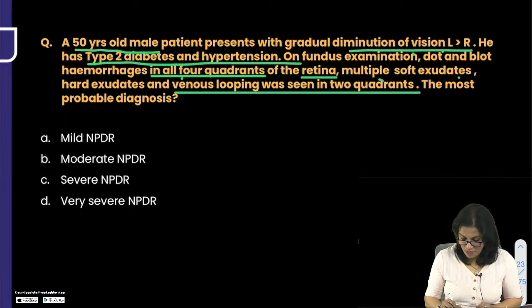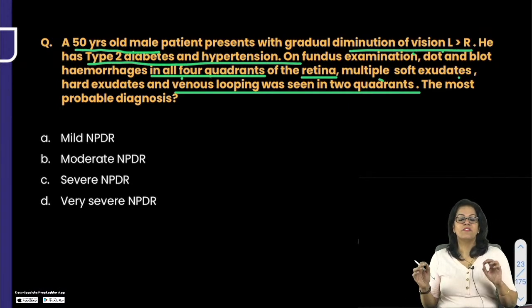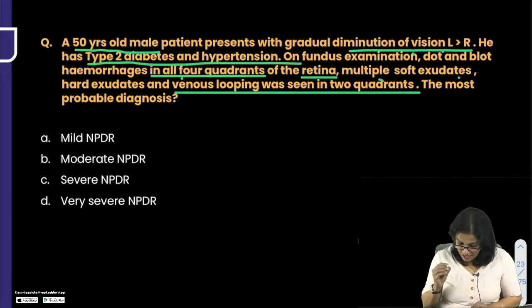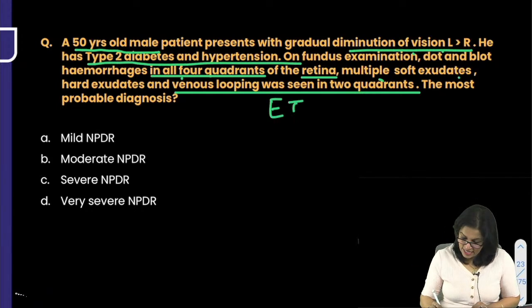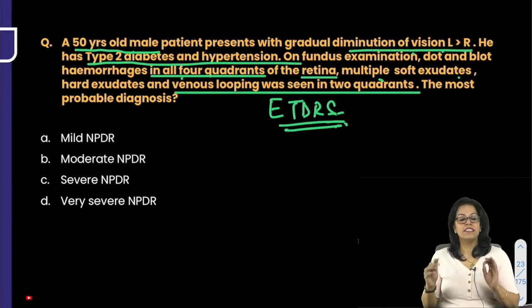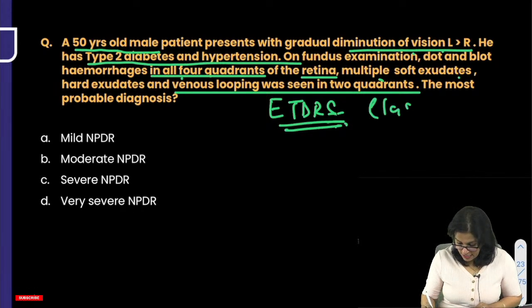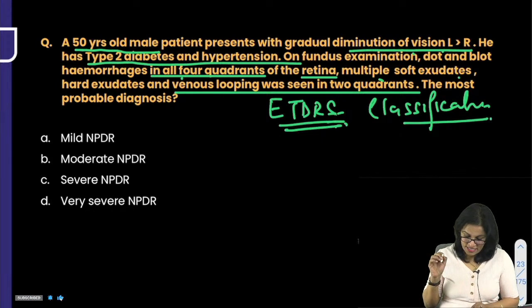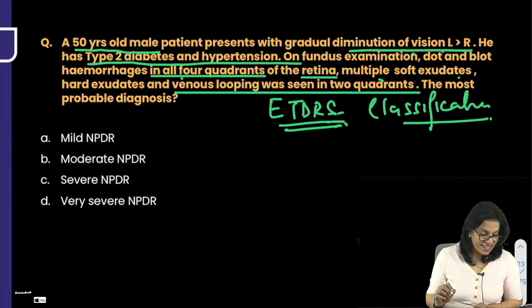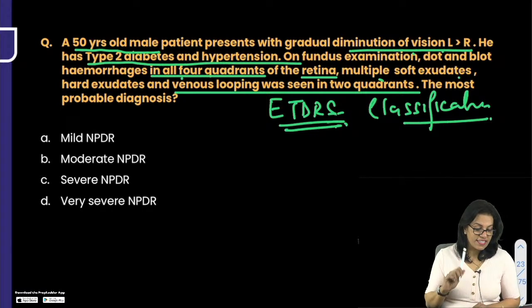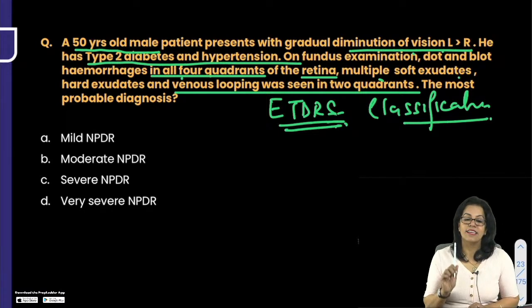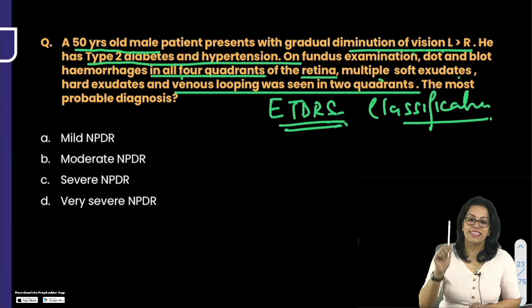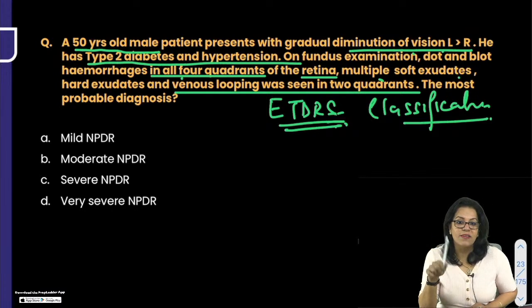The most probable diagnosis. So we will very quickly now revise the ETDRS classification of diabetic retinopathy. What is the ETDRS classification saying? Let's first revise this, then we will answer it. So ETDRS says, consider your answers again guys. That is why the latest classification in the latest edition of Kanski is different. And that is why again I will not give a simple question. So answer is not C.